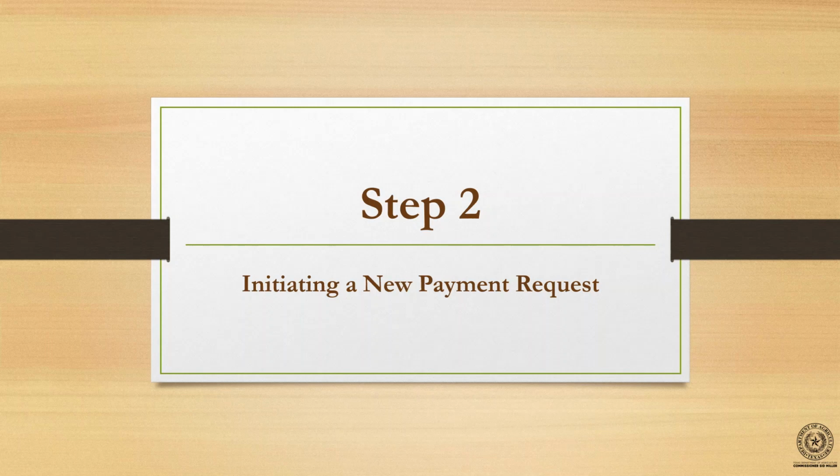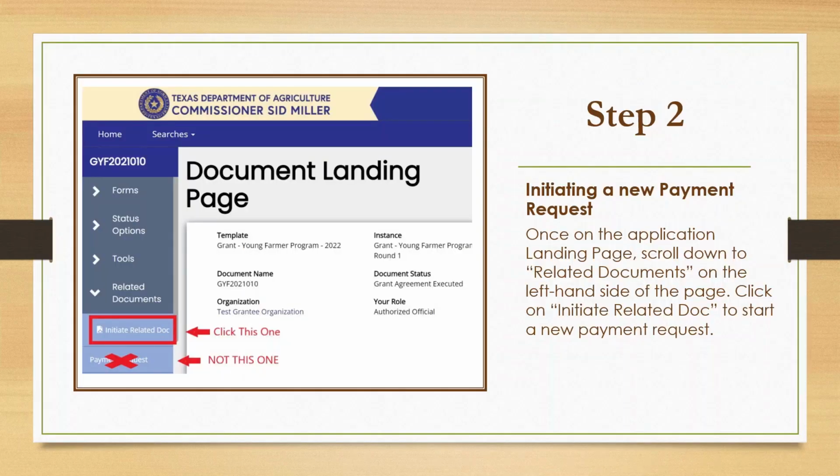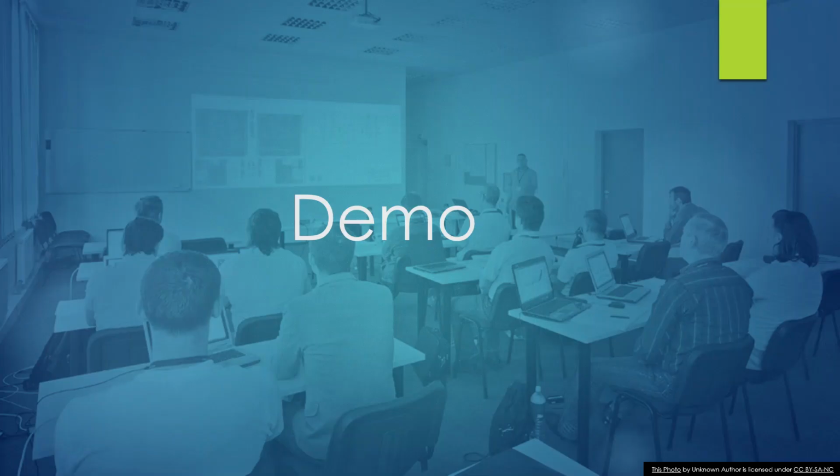Step 2. Initiating a new payment request. Once on the application landing page, scroll down to the related documents. On the left-hand side of the page, click on Initiate Related Doc to start a new payment request. Now we will show you a demo.